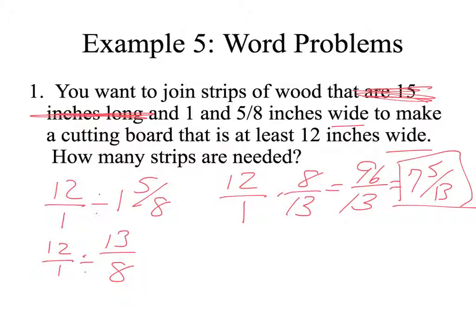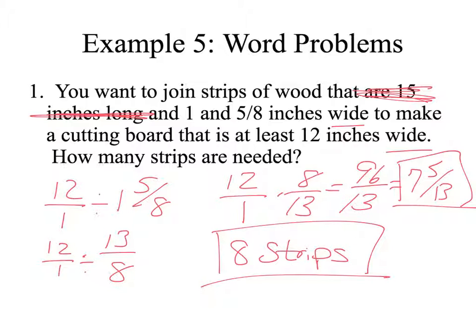So the total number of strips I need are actually 8 strips of wood. I'm going to have to cut part of the 8th strip, but if I don't have 8 total strips, I'm not going to have enough wood to complete the project. So make sure you're answering the question that was asked. Yes, you needed to do the fractions. Yes, you needed to get to the 7 5/13. But your final actual answer is how many total strips would you need to complete the project.